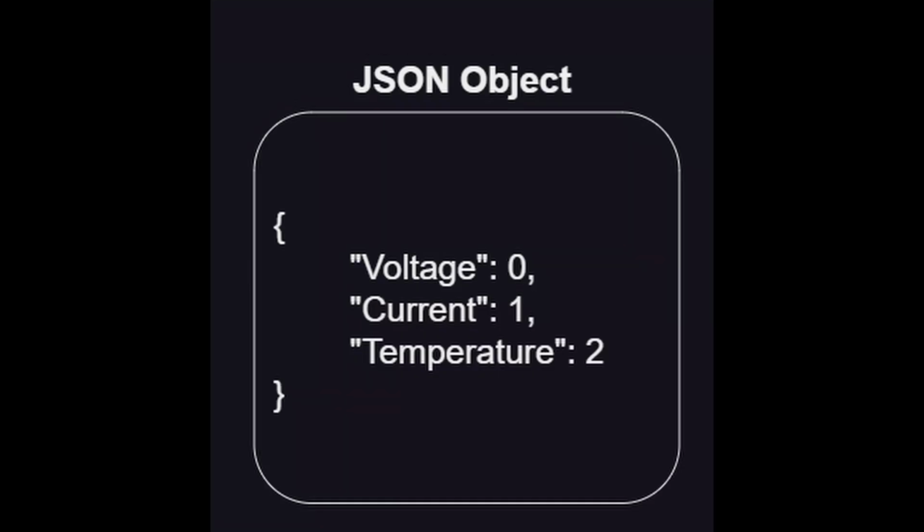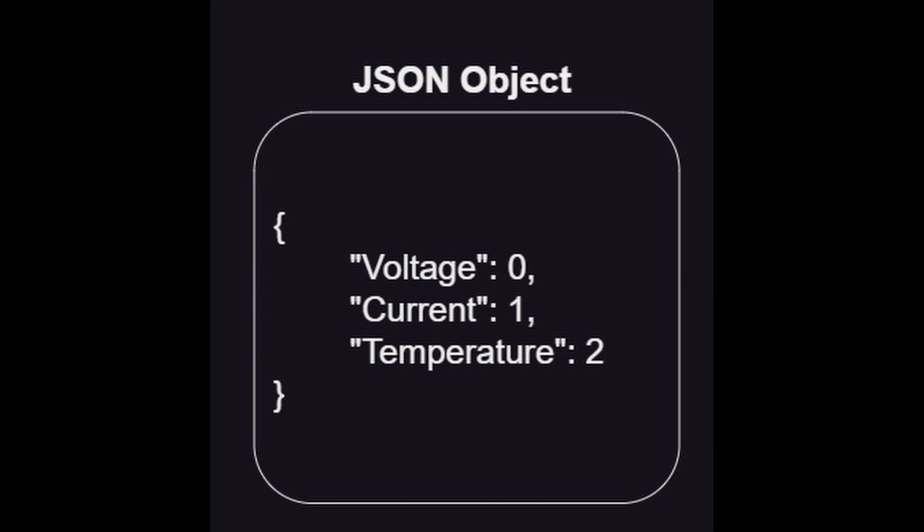Before we can retrieve data from a specific Modbus register, we need a way to keep track of and look up registers efficiently. To do this, we'll use a JSON object to store the register mappings. In this JSON object, each key will be a descriptive string representing what the register is for, like voltage, current, temperature. And each value will be the corresponding Modbus register number. With this structure in place, we can create a function that takes a register name as input, looks up the corresponding register number from the JSON object, and then retrieves the associated Modbus data.